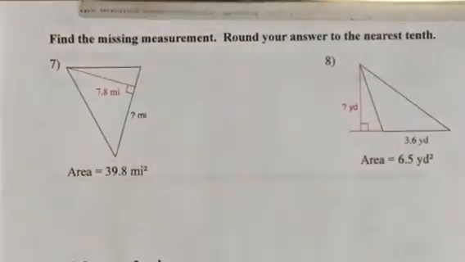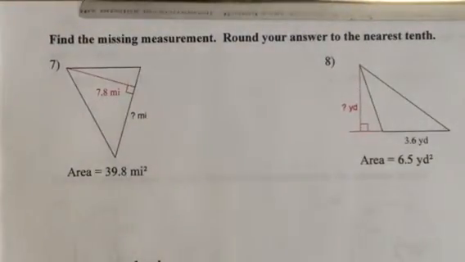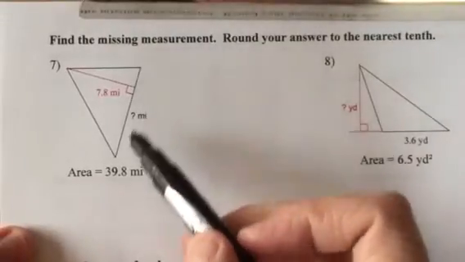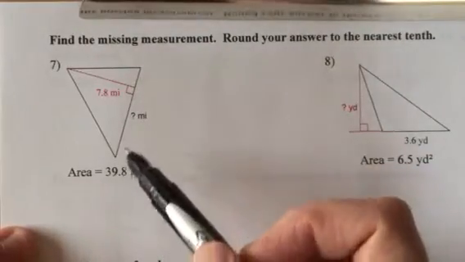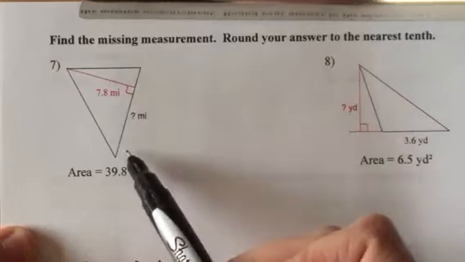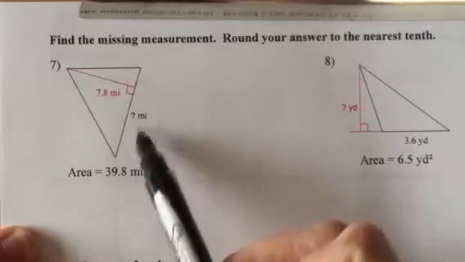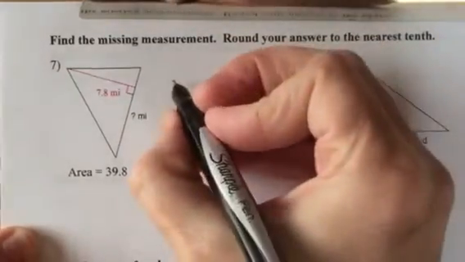All right, this is page 2 of the chapter 11 review for the geometry test. Here we're dealing with area of a triangle again, but in this case they didn't give us the base. We have the height, we have the area, but the base is missing. So let me set up this formula.